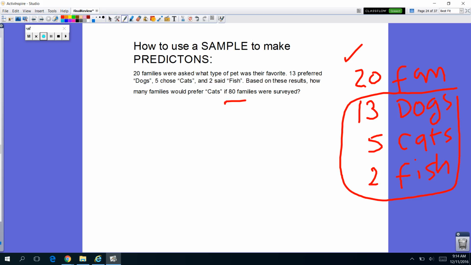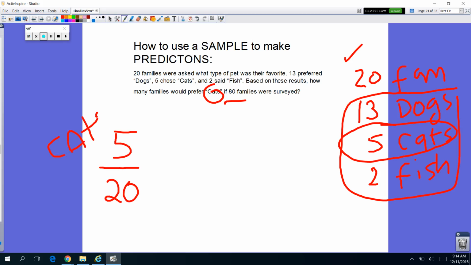So what they're asking is, what if there were not 20 families? What if they actually did 80? Again, we can use a proportion. We can set up a proportion, and since we're talking about cats only, I got all cats here, 5 cats. And it's 5 cats out of 20 families. So cats and families.